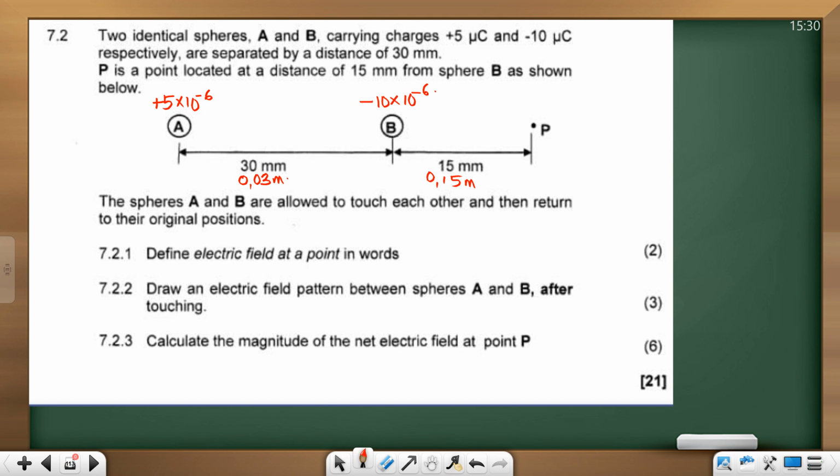Same story. The spheres A and B are allowed to touch each other and then return. Remember, when they touch each other, what happens? Then they have the same what? Magnitude.